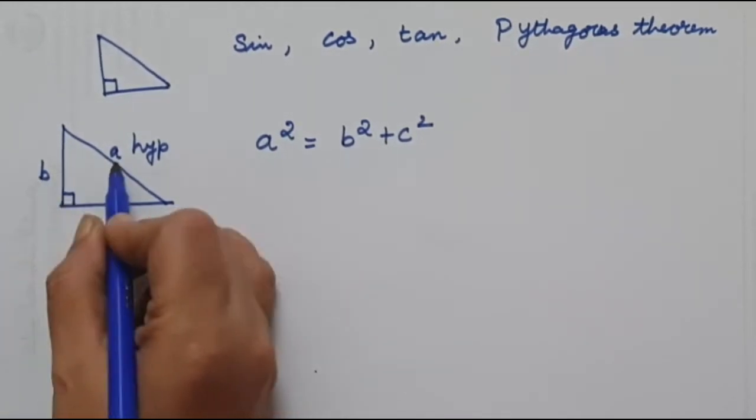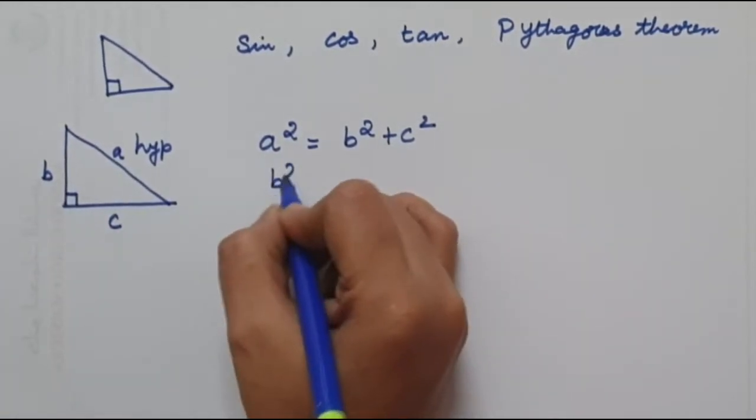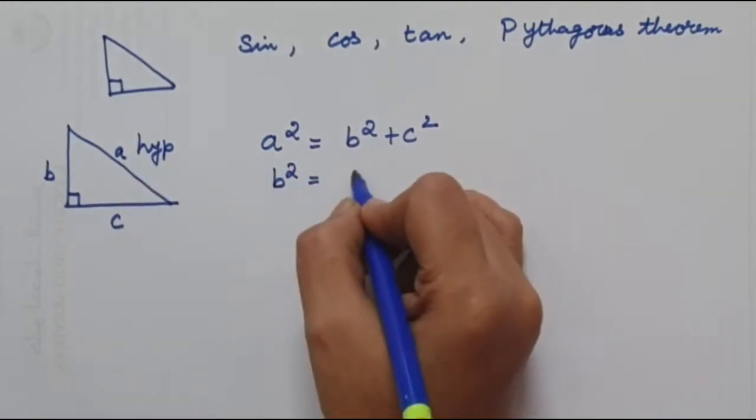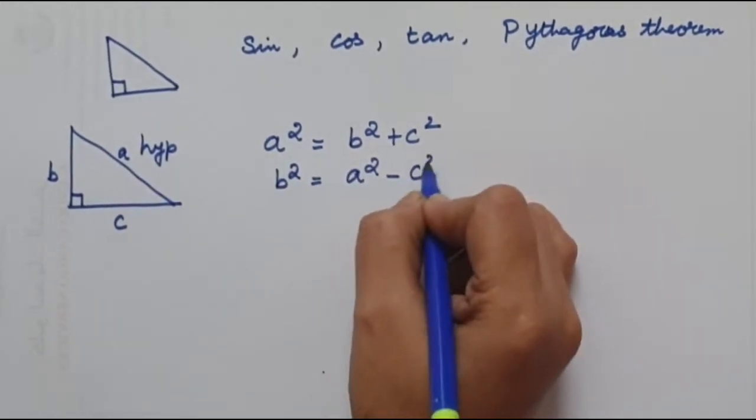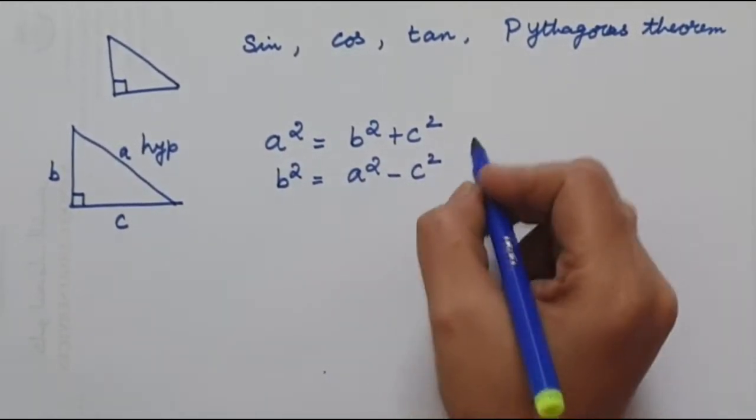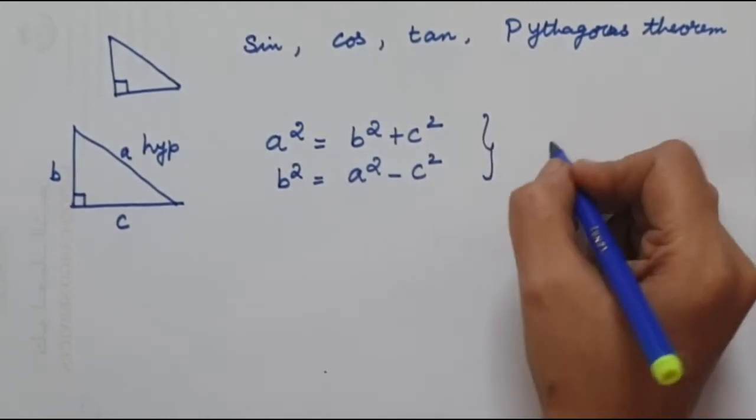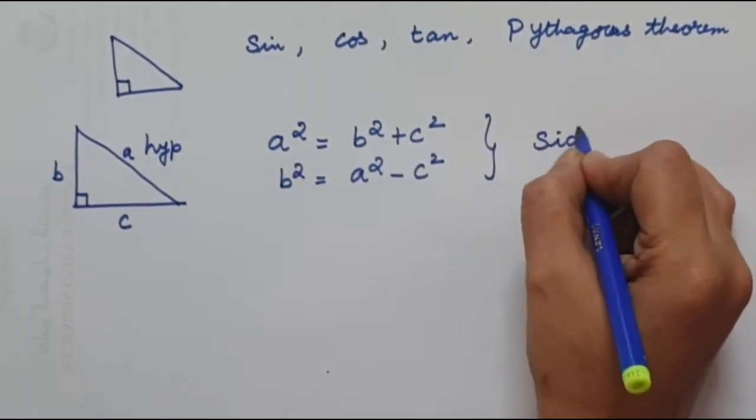Suppose if you want to find any other side other than the hypotenuse, B squared will be equal to hypotenuse square minus the other side square. So Pythagoras theorem is mainly used to find only the sides.